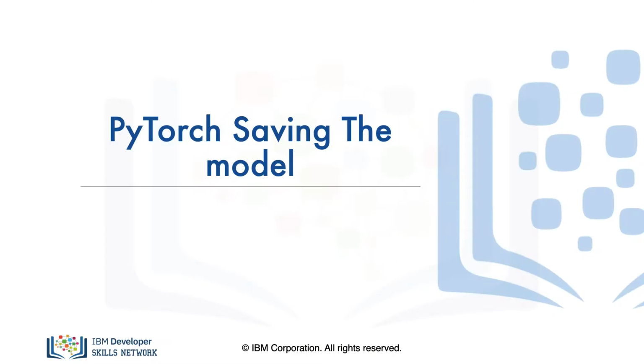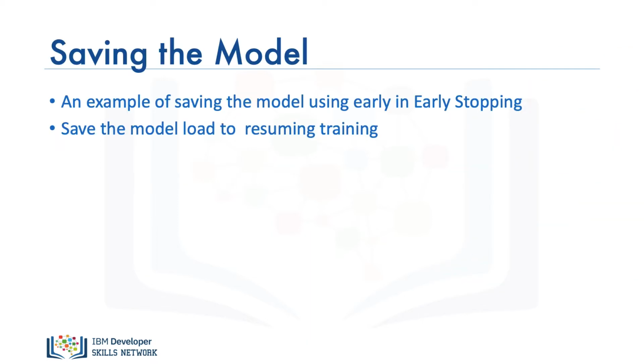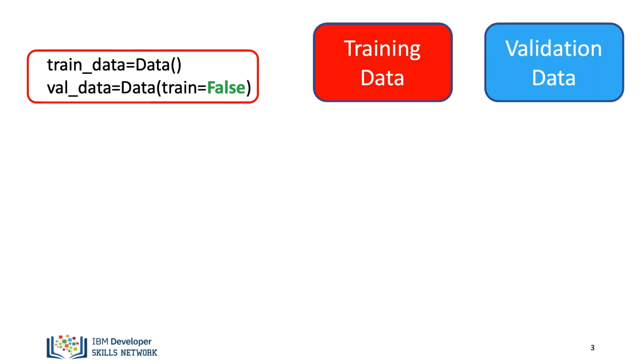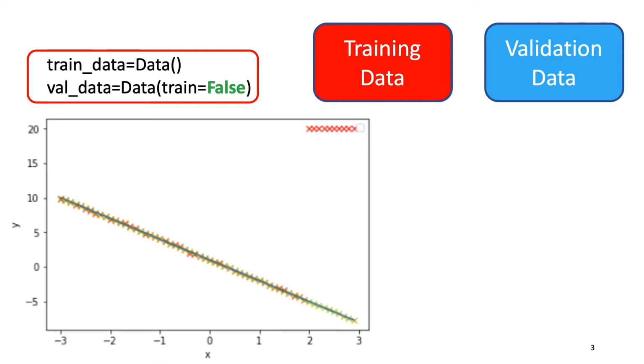Let's see how to find the best model using the validation data, then save the model using PyTorch. In this video, we will cover: first, let's create some artificial data in a dataset class. The class will include the option to produce training data or validation data. We can plot out the data. The training data includes outliers.